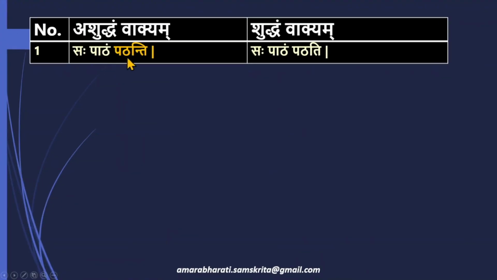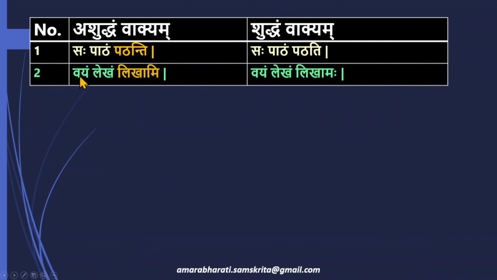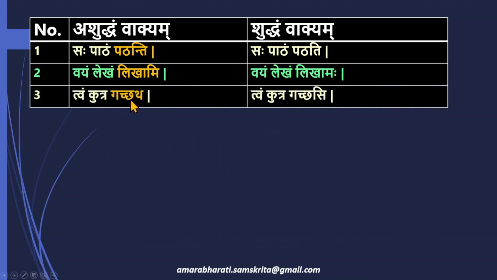First one, Saha Patham Pathanti is wrong. Saha is Ekavachana. It should be Pathati. Saha Patham Pathati. The wrong is in the left column and the correct one is in the right column. Vayam Lekham Likhami. Vayam is bahuvachana, likhami is ekavachana, it should be vayam lekham likhamah. Tvam kutra gachatha is wrong. Tvam is ekavachana, it should be tvam kutra gachasi.